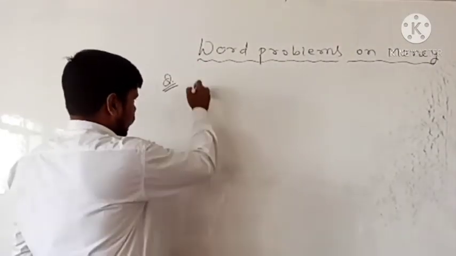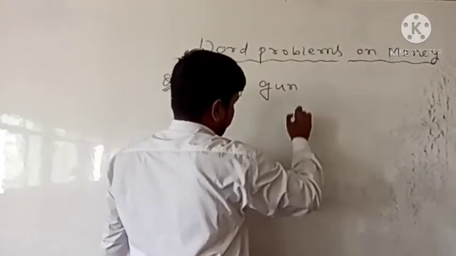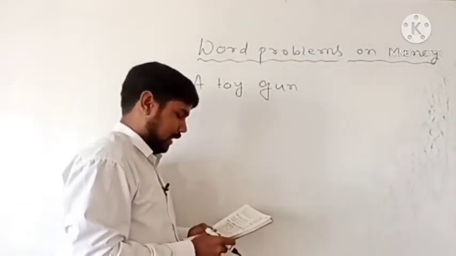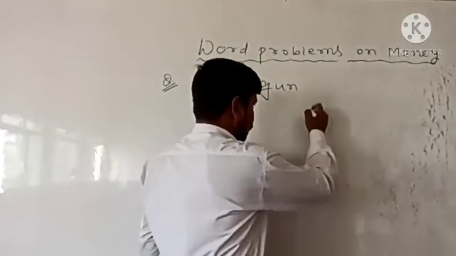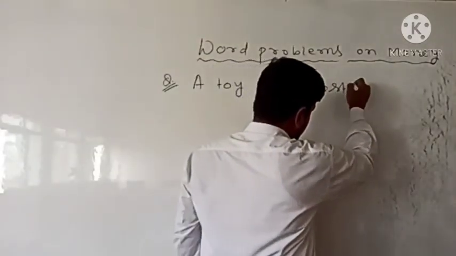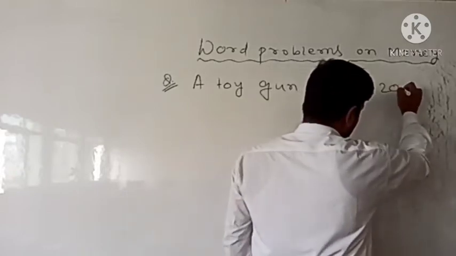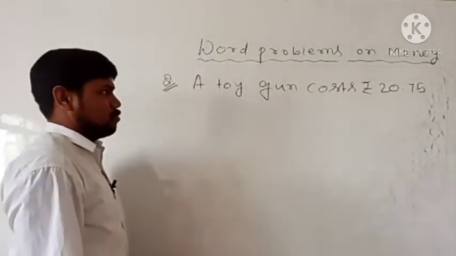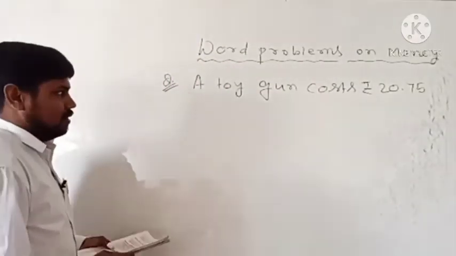A toy gun, the toy with which we play in childhood. The cost of that toy is given. The cost is ₹20.75. So 20.75 means ₹20 and 75 paise is the cost of one toy gun.